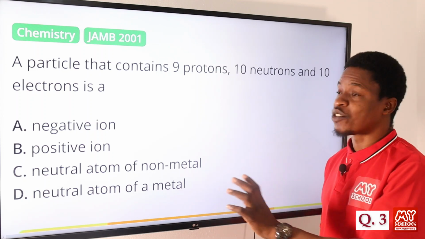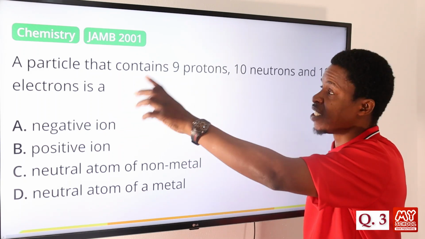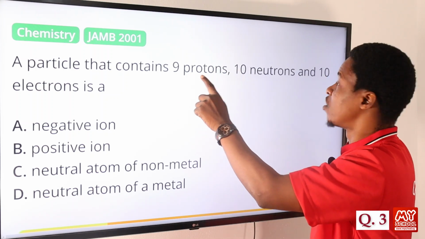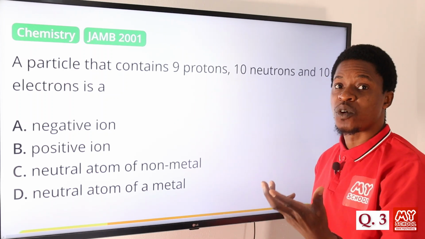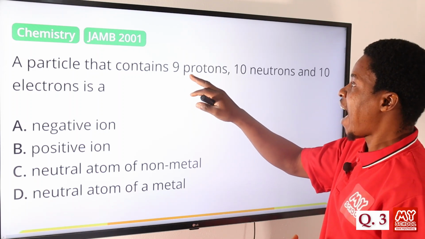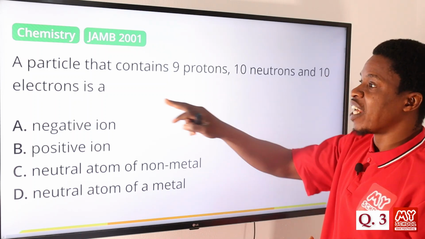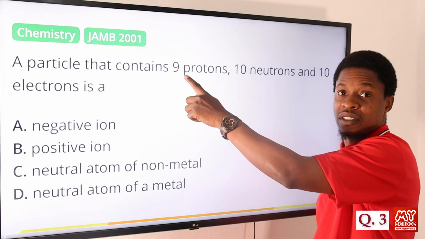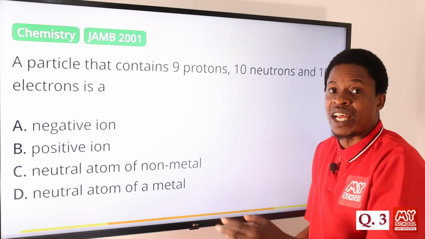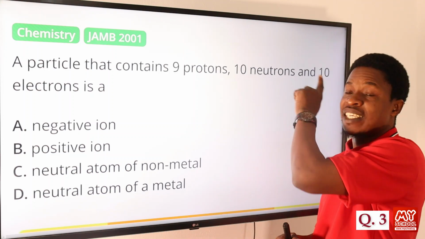So for a neutral atom, the number of protons is supposed to be equal to the number of electrons, but in this case the number of protons is not equal to the number of electrons. 9 protons, 10 electrons. So what happens is that the number of protons has not changed, while the electrons are more. The number of electrons has increased by 1, so that particle has actually received 1 electron. That's why we have 10 electrons here.